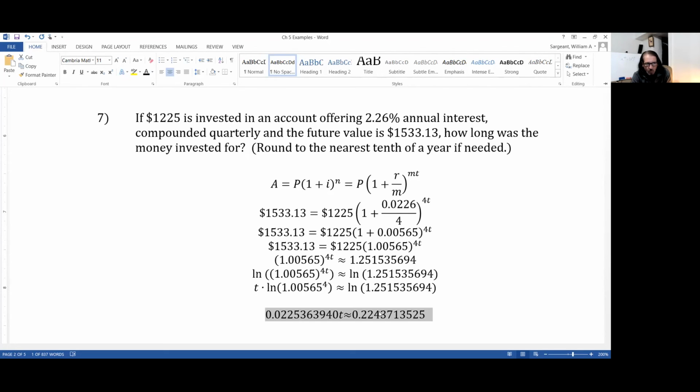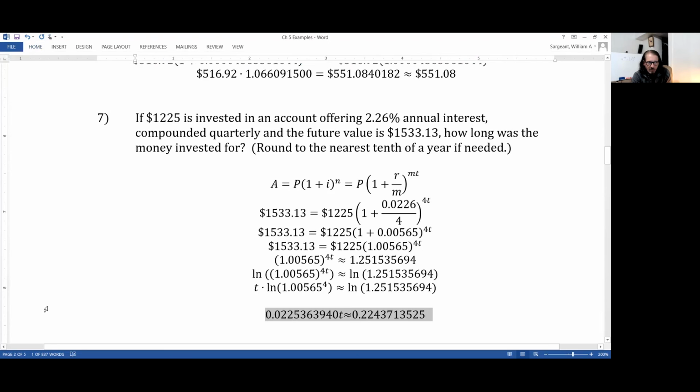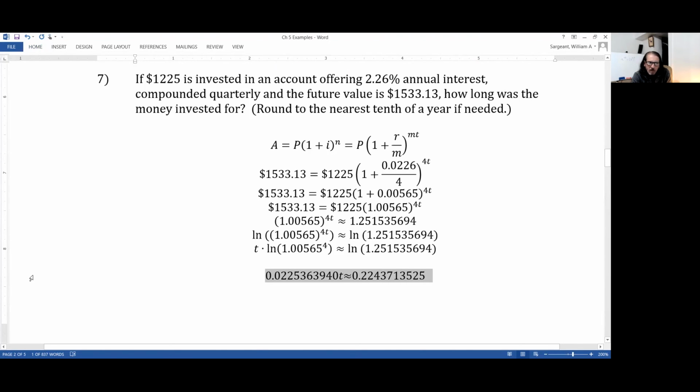What we see over on the right-hand side is the result of the natural log of 1.25 something. So I'm going to divide both sides by this messy number. It's going to get divided into this messy number, and I'm expecting something a little bit bigger than 10, it looks like. Actually, a little bit smaller than 10. See what happens.